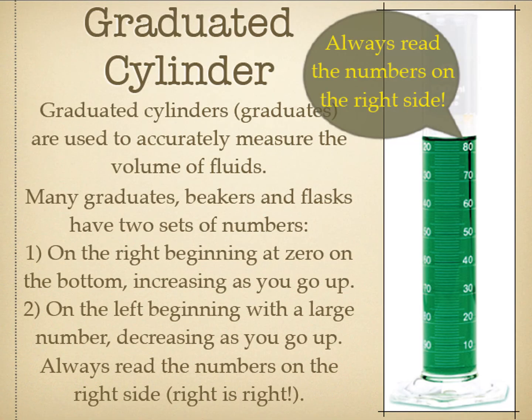And on the graduated cylinder, you always have numbers on the right side, always read those. Sometimes on the left they might go in the opposite direction, but stay to the right, just like driving. On the right, beginning at 0, it goes all the way up depending on increments, and the left ones go decreasing, so that's why you always want to stick to the right.